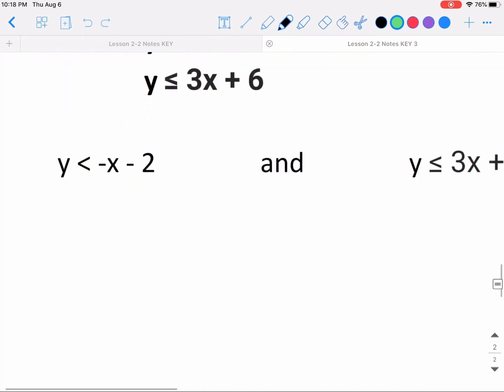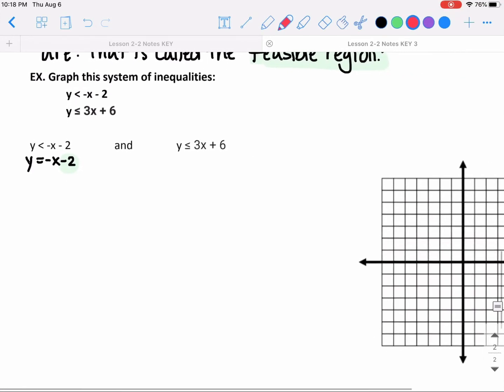I have the guideline for this inequality. All I'm going to do is change that less than sign to an equal sign, and everything else stays the same. So I have y is equal to negative x minus 2. I know my y-intercept in this case is -2, so I'm going to plot that.